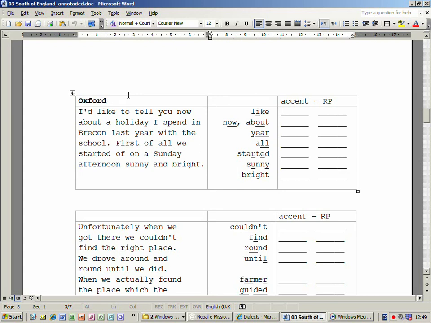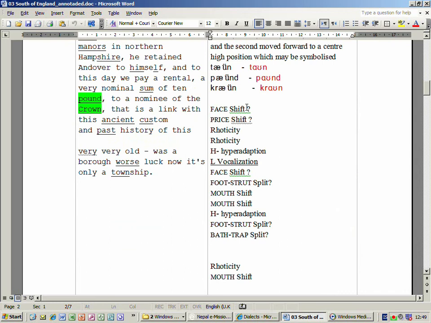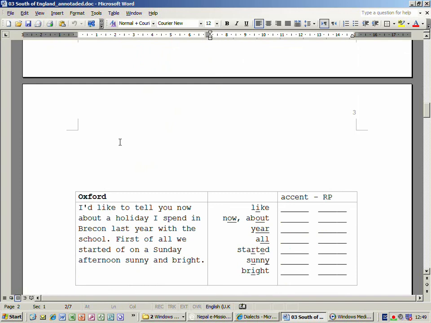Perhaps I should just mention that one of the things we should notice is that I asked you about phase shift in words like pay a rental. And it seems that he's got very weak phase shift. Sometimes he says pay, and in other places he says pie. It's a very slight, weak diphthong shift, but in the Oxford accent we'll have a very clear diphthong shift.